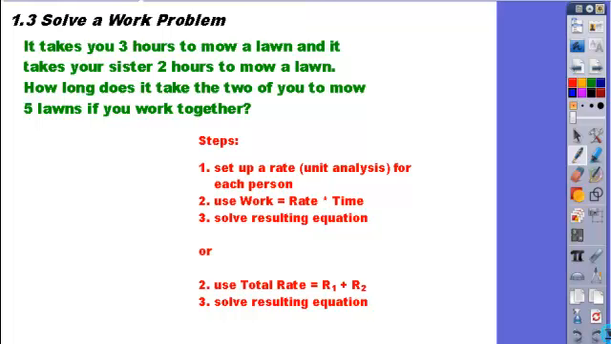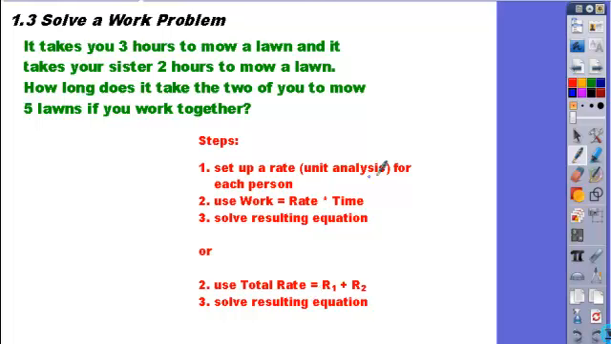All right, so these are those types of problems where it says if you work at one rate and somebody else works at another rate, how long does it take you combined to get something done? And so here's the sample problem. If you take 3 hours to mow a lawn and your sister does it in 2 hours, how long would it take both of you together to mow 5 lawns? You can set it up either of these two ways, and I'll show you. I think the second way is probably easier, but we'll see. Whatever works best for you, you should use.